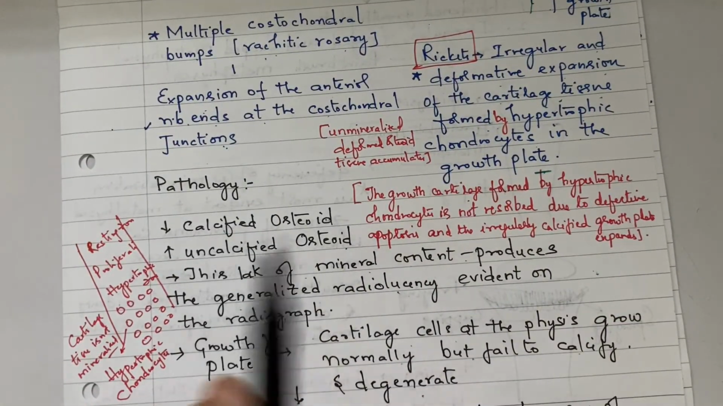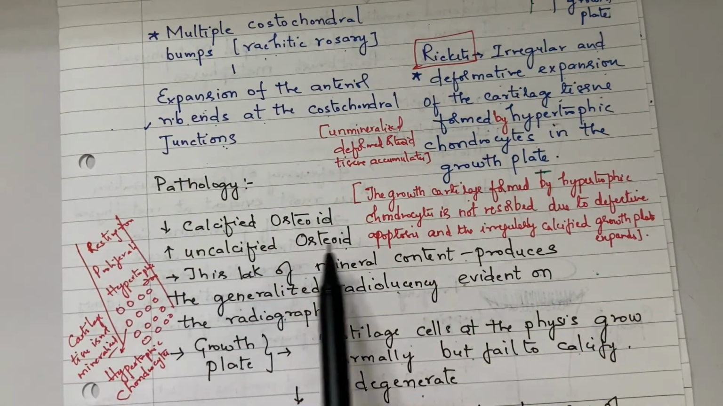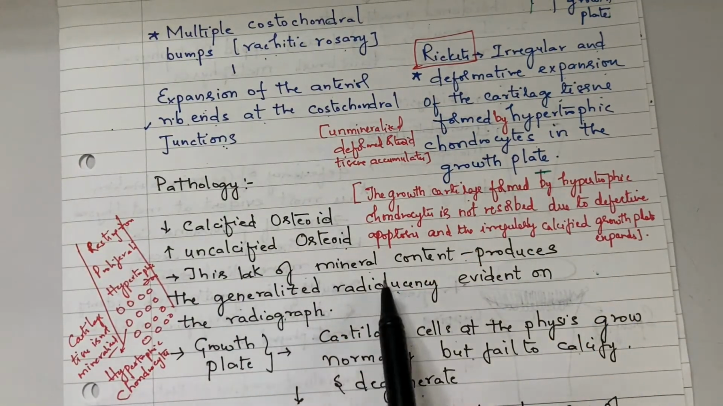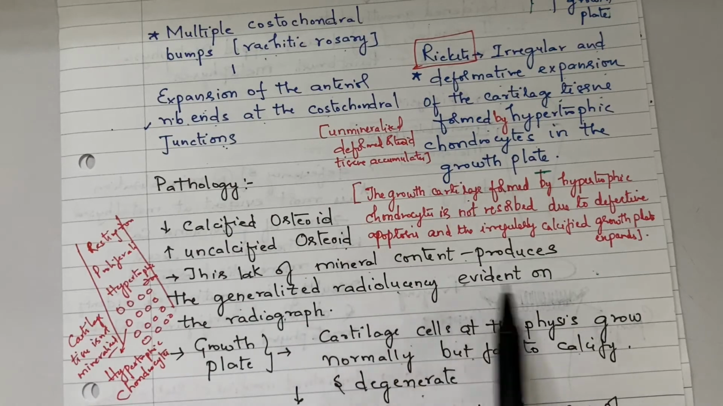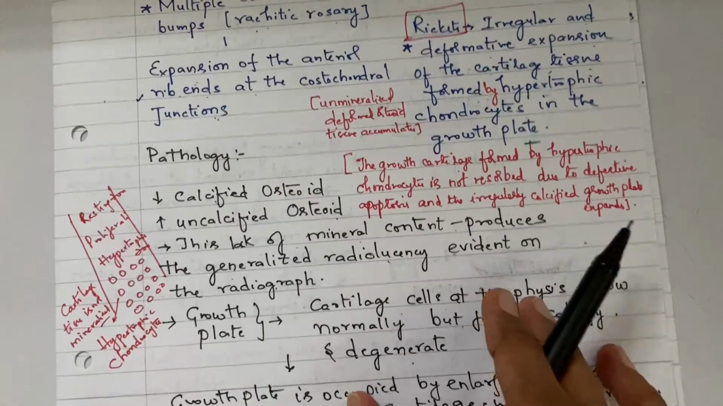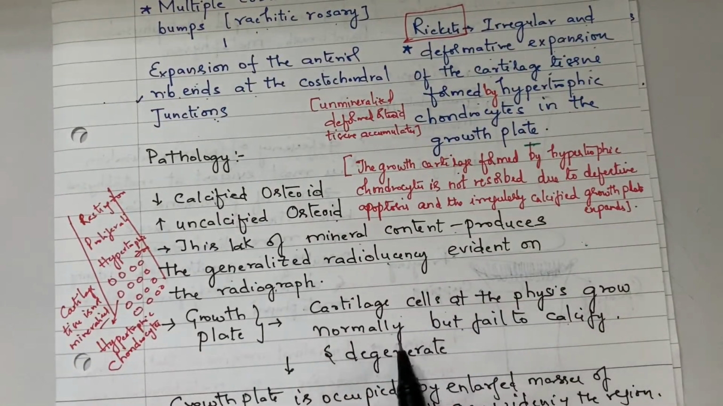As I told, calcification and mineralization of the osteoid tissue will not be there. Uncalcified osteoid will be more. This lack of mineral content produces generalized radiolucency in the bones, and the growth plate cartilage cells at the physis grow normally but fail to calcify and degenerate.